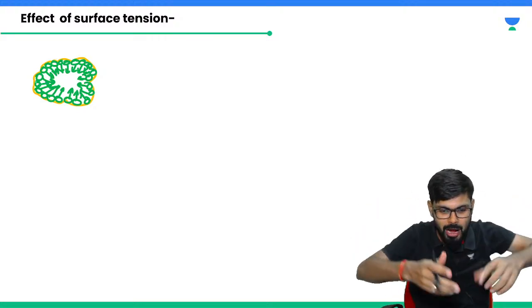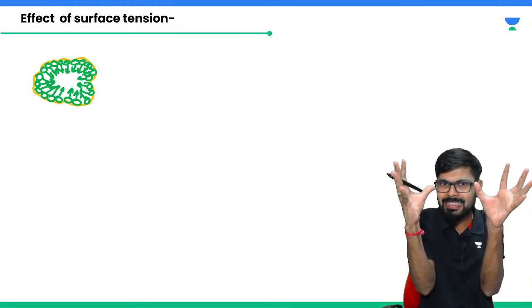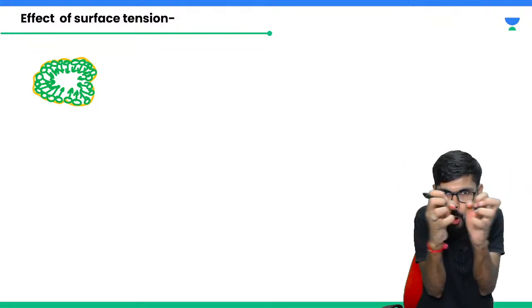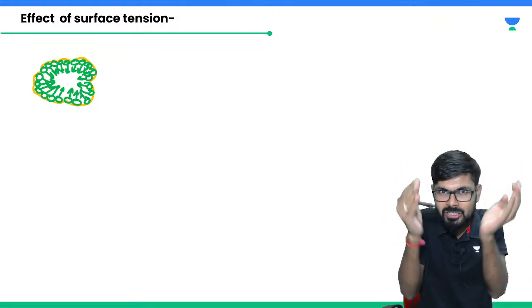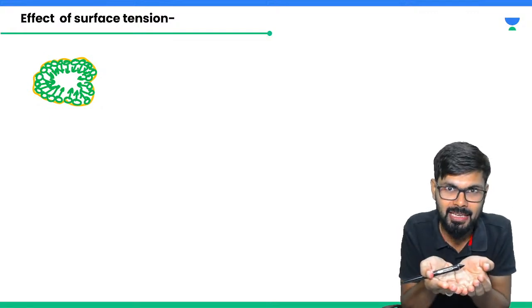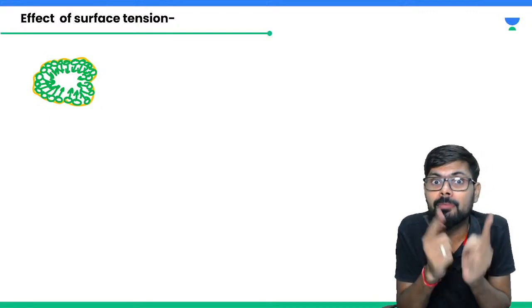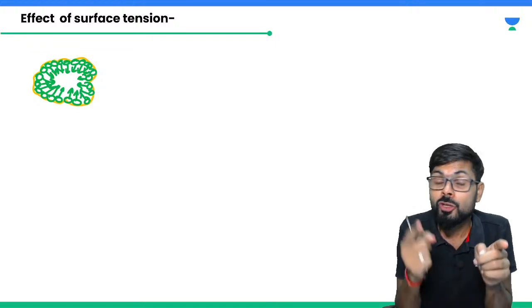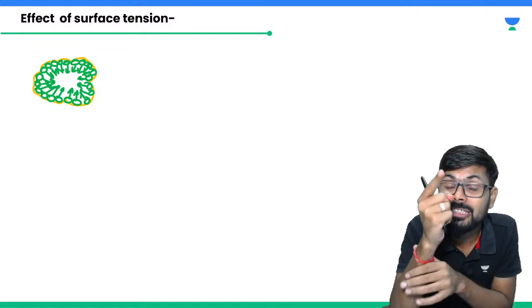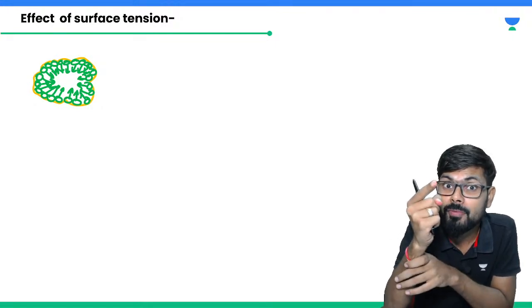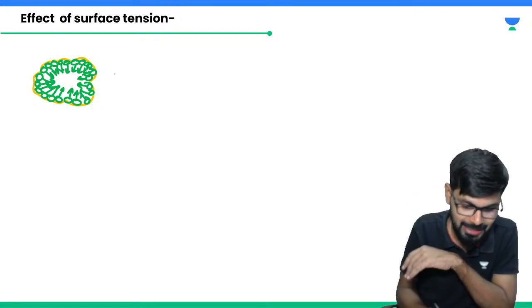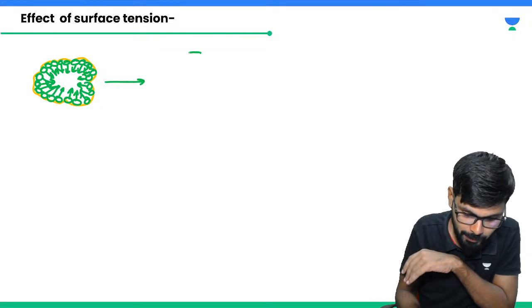Net downward force. So after some time, अब देखो ये क्या कर रहा है? These molecules try to come closer. So what will happen? This will come in the shape of minimum surface area for a given volume. So for a given volume, which shape has minimum surface area? That is a sphere. After some time, it will become spherical.